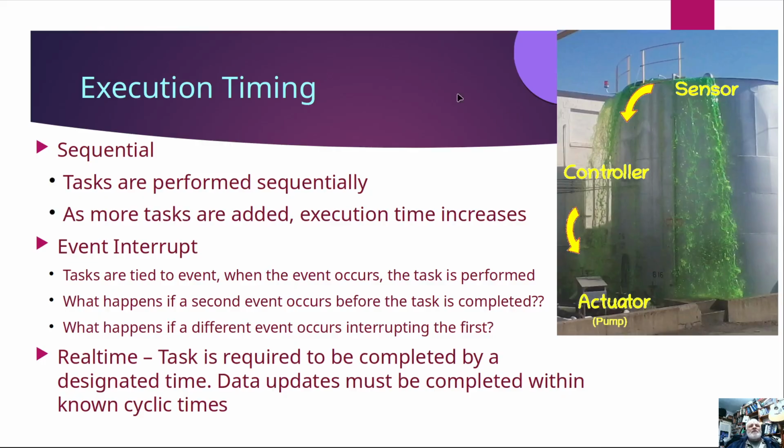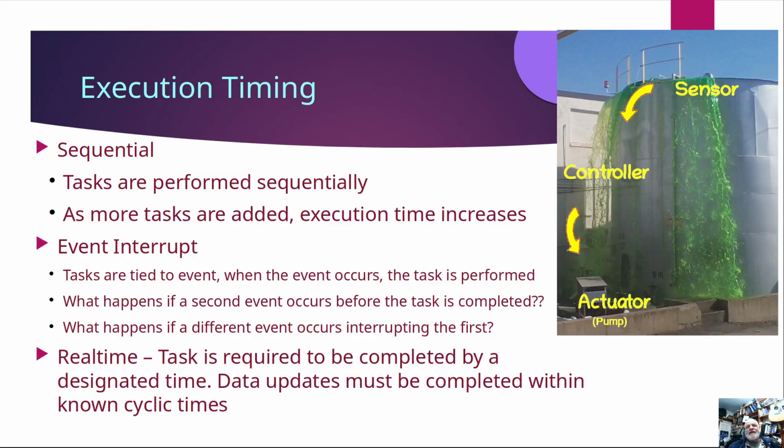Another method is what they call event interrupts. In the case of event interrupts, say in this case the sensor says the tank is full, it causes an interrupt into the control program, and the control program says, oh hey, the tank's full, let's stop and go take care of this, let's go shut off the pump.